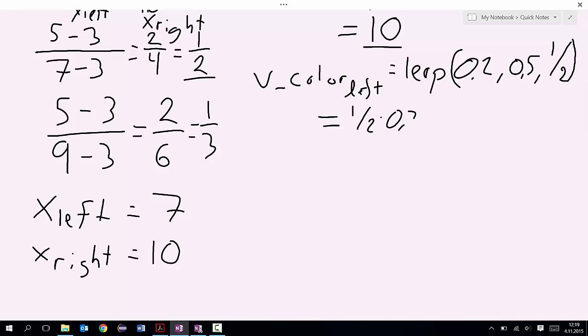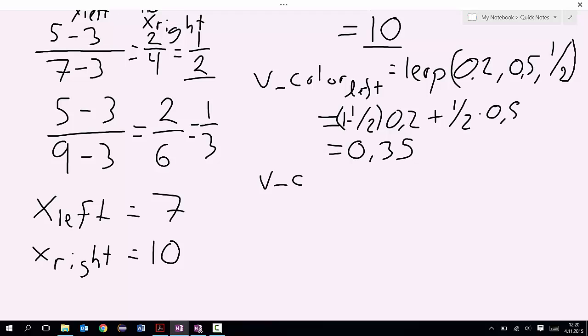1/2 times 0.2 plus 1/2 times 0.5. This would be 1 minus here. So in between 0.2 and 0.5, we end up with 0.1 plus 0.25, so it's 0.35.